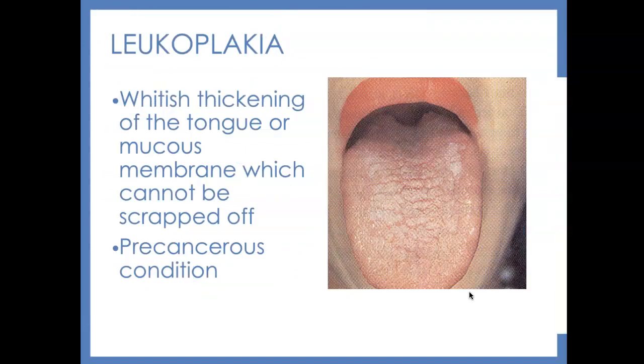Leukoplakia is kind of like this white, thick coating that goes over the mucosa of the tongue. You cannot scrape it off. It's really a precancerous condition. We see this frequently in our HIV clients that are having some immune problems, that are in the stages of AIDS, or acquired immune deficiency syndrome. They do frequently develop leukoplakia. It's a precancerous condition. Again, you can't wipe that off.